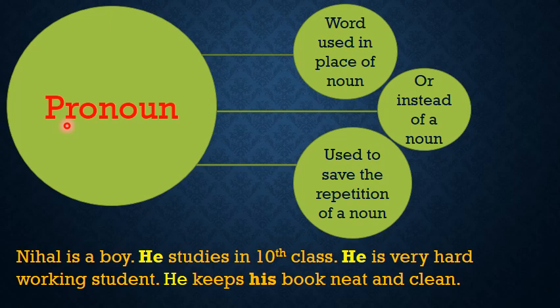The next part of speech is pronoun. It is used to avoid repetition and to make our speech sound more natural. Pronouns are the words used in place of a noun or instead of a noun. An example is given over here. Look at the example below.